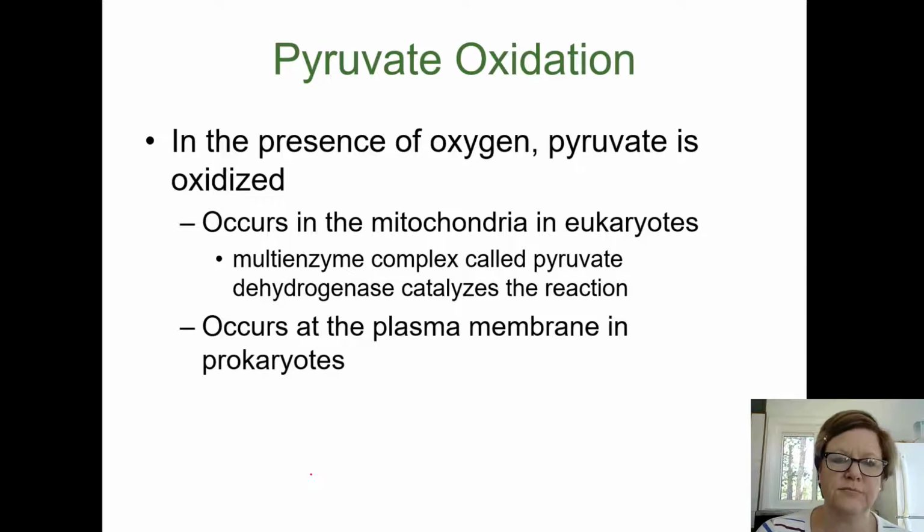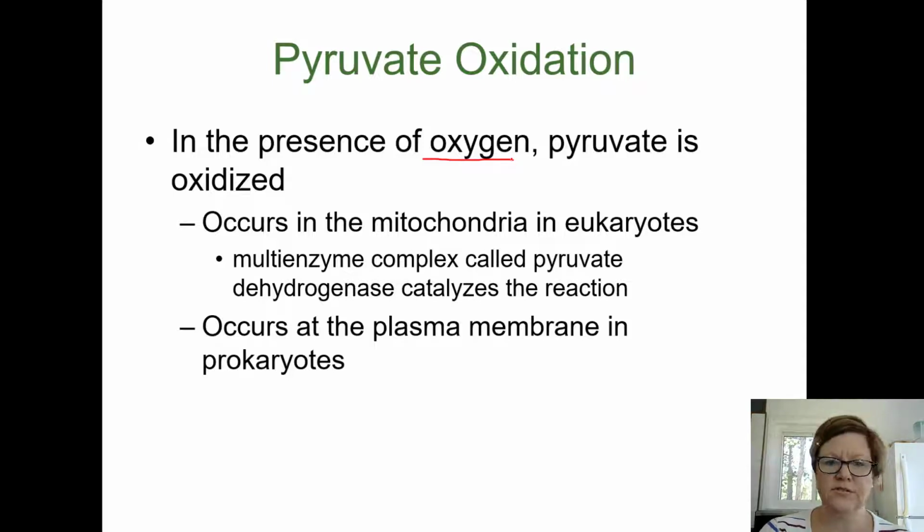Now we're considering primarily aerobic respiration. So that's why I wrote here in the presence of oxygen. So assuming there's oxygen, then the pyruvate, which remember we had 2 of those in the last step, is going to be oxidized. Now this step occurs in the mitochondria, and there's an enzyme called pyruvate dehydrogenase that catalyzes this reaction. Pyruvate dehydrogenase.